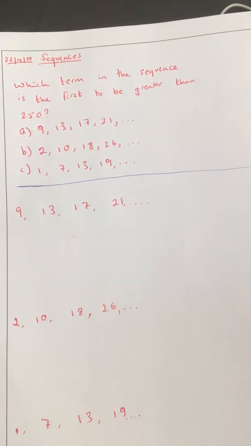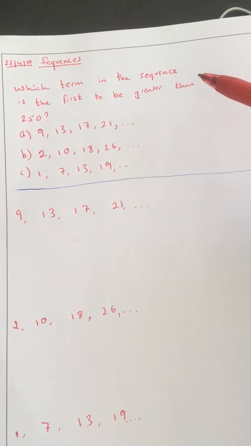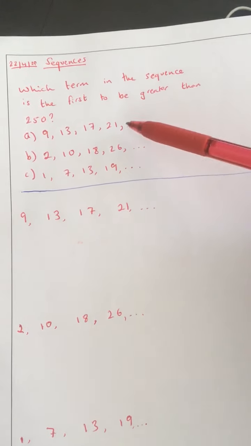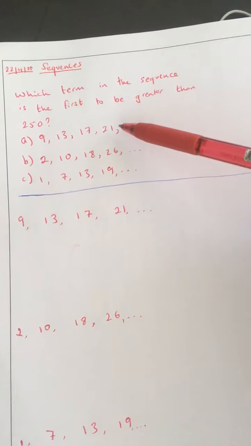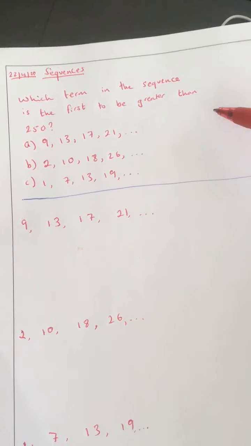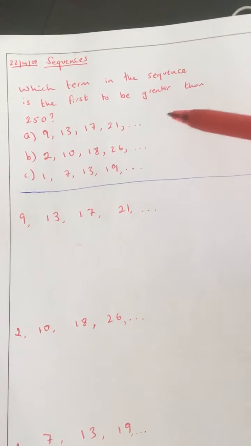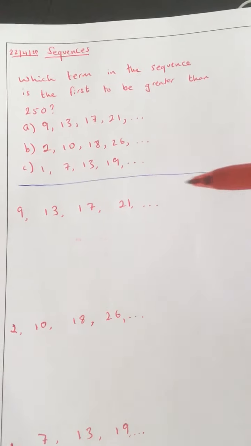For this question, it's asking us which term in the sequence is the first to be greater than 250, and I have three sequences. Now if I continue these sequences to see which one is greater than 250, that would take me a lot of time. So what you have to do is find the nth term formula.